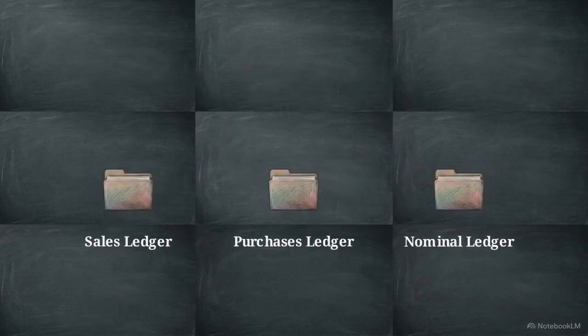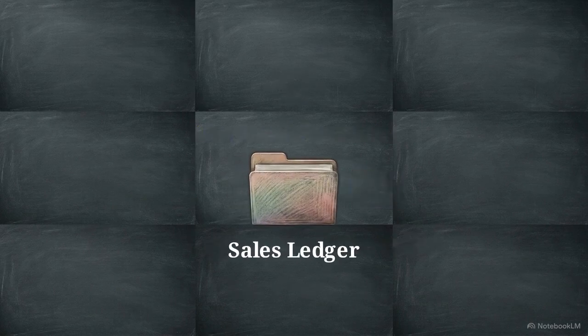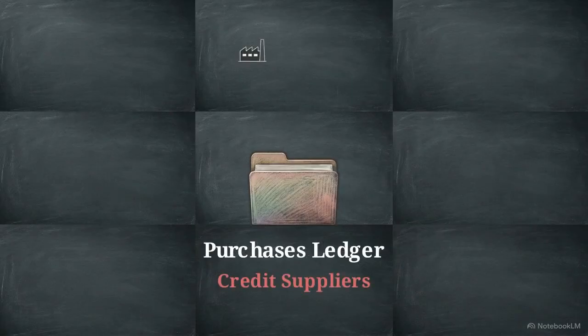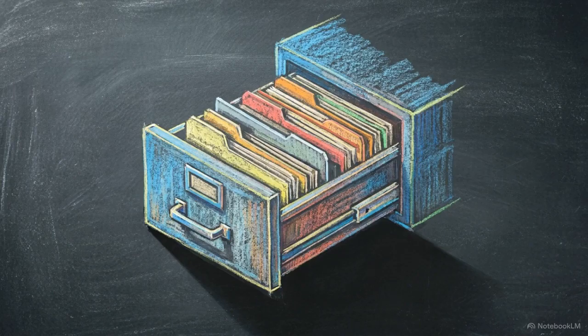A business manages hundreds of these individual accounts, so it organizes them into three primary filing systems: the sales ledger, the purchases ledger, and the nominal ledger. The sales and purchases ledgers contain personal accounts. The sales ledger tracks credit customers, the people who owe the business money. The purchases ledger tracks credit suppliers, the companies the business owes money to. The nominal ledger, also known as the general ledger, holds everything else. This includes all the accounts representing business activities, like sales, purchases, cash, and rent. Isolating personal credit relationships from general business operations prevents errors when calculating total revenue or outstanding debt.